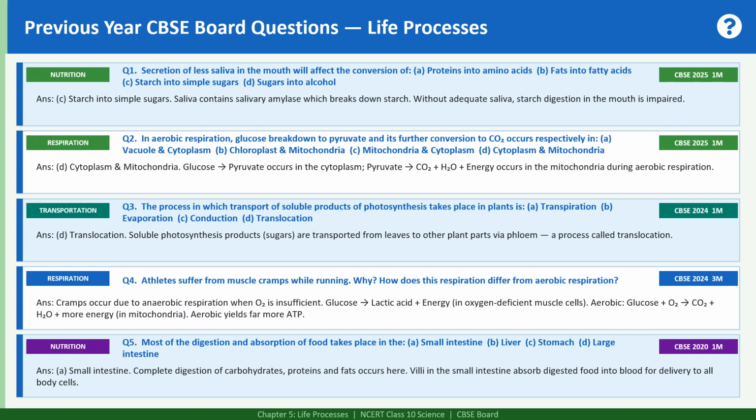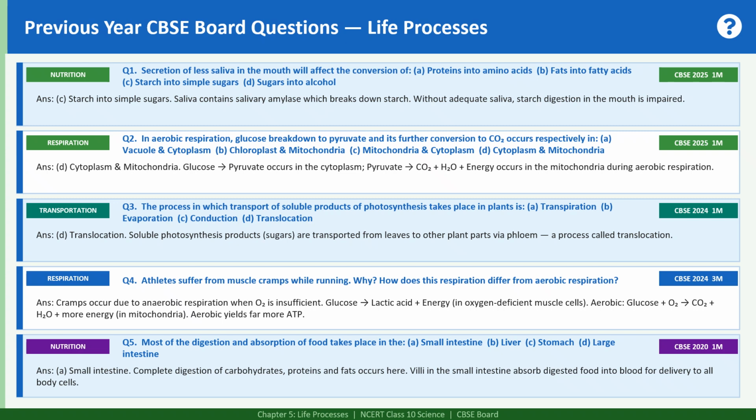Again in 2025, they asked: in aerobic respiration, glucose breakdown to pyruvate and its further conversion to carbon dioxide occurs respectively where? In the cytoplasm and mitochondria. All these things we will see in the upcoming chapters, children. Just note down all these questions; take a screenshot of them if you want. The process by which soluble products of photosynthesis are transported in plants is translocation.